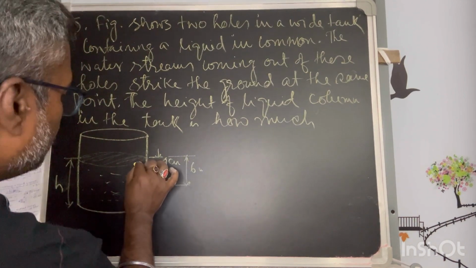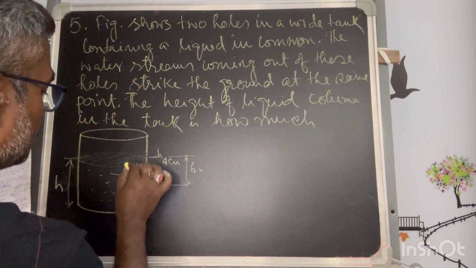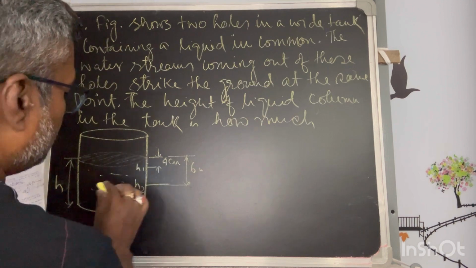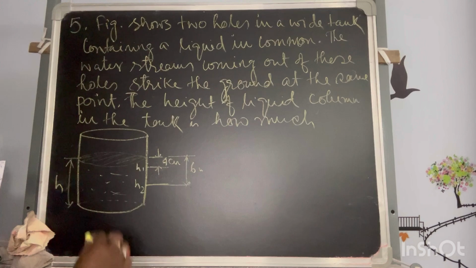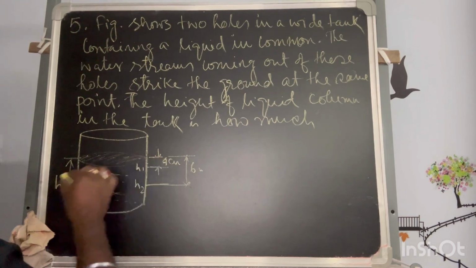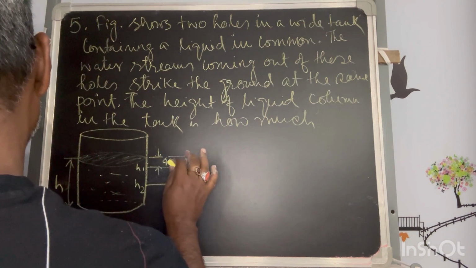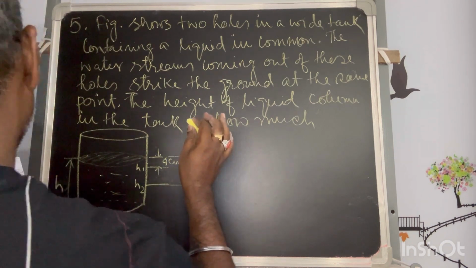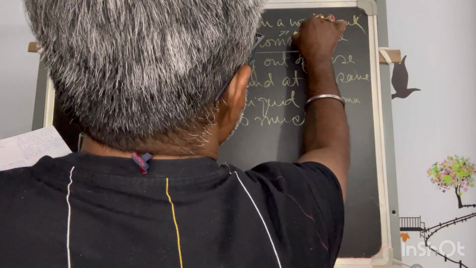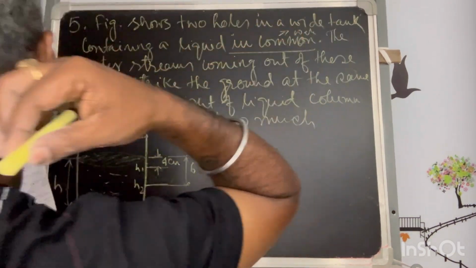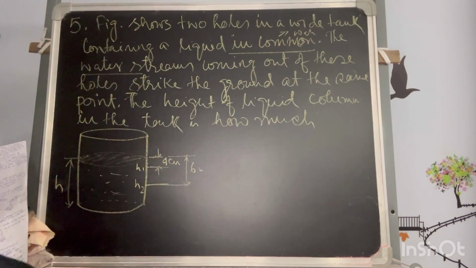The first, hole 1, hole 2, this is not height, this is hole. Okay, hole 1, hole 2. Hole 1 is at a depth of 4 centimeter from the surface of the liquid. The tank contains a common liquid, that means you can take it as water. It has already said water streams, so definitely it is water.